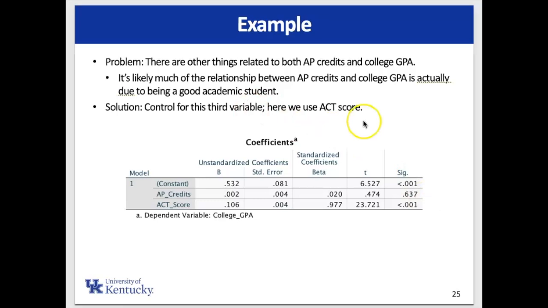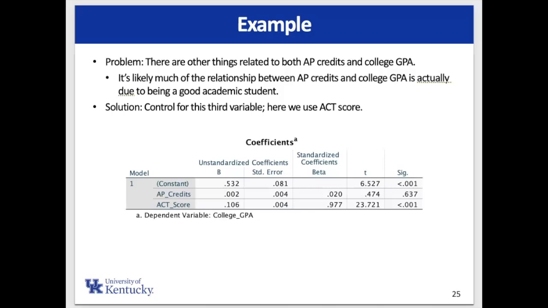And so the problem, we can go back up to the very top, and it says the problem is that there's other things that are related to both AP credits and a college GPA. So it's likely that much of the relationship between AP credits and a college GPA is due to just being a good academic student in general, or maybe there's other factors that we haven't looked at in this as well. So our solution is that we need to control for a third variable, and we control for that by using our ACTs.